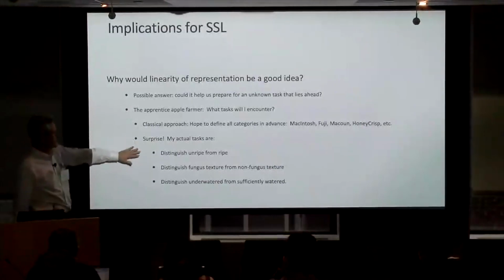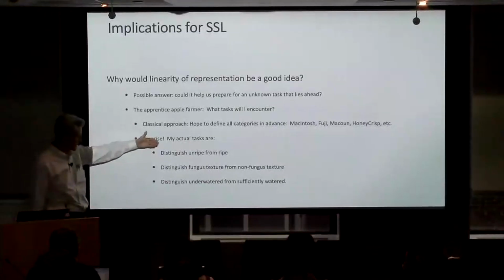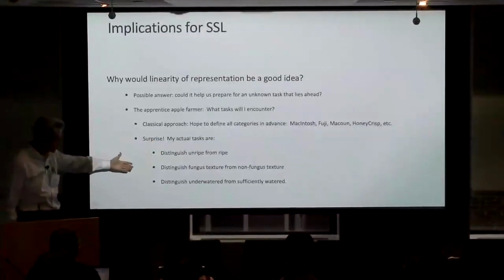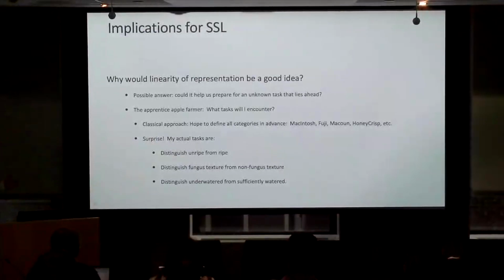But then later you realize the tasks have nothing to do with the categories. It's more like distinguishing whether something's ripe or not, whether something is a fungus or not, and whether the plant is watered well enough or not. So these are totally orthogonal to the class. And it just shows you that there's no breaking down of the space into a fixed set of categories that's going to solve all the problems that could come at you in the future.